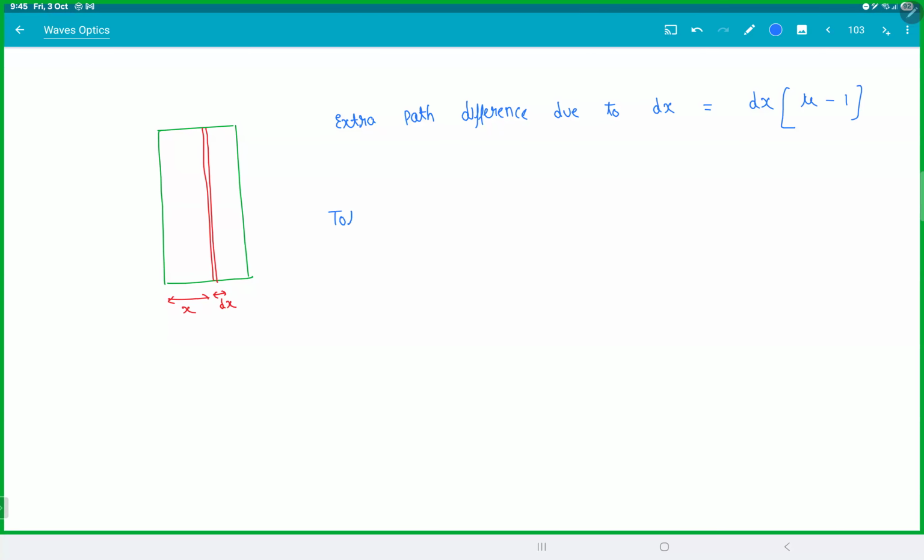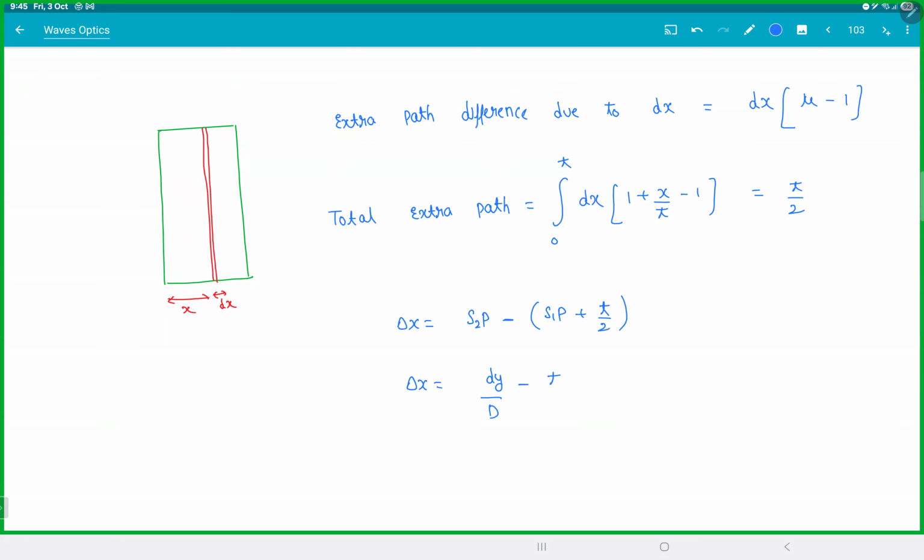Now the total extra path will be just integrating this. The total extra path will be the integral of dx times (1 plus x by t minus 1), with limits from 0 to t. This comes out to be t by 2. Straightforward. And what is your path difference? S2P minus S1P, since this slab is placed in front of S1, the path difference will be S1P plus t by 2. This is nothing but dy by capital D minus t by 2. This is your path difference at any point of y. You are asking for central maxima, so it is 0.